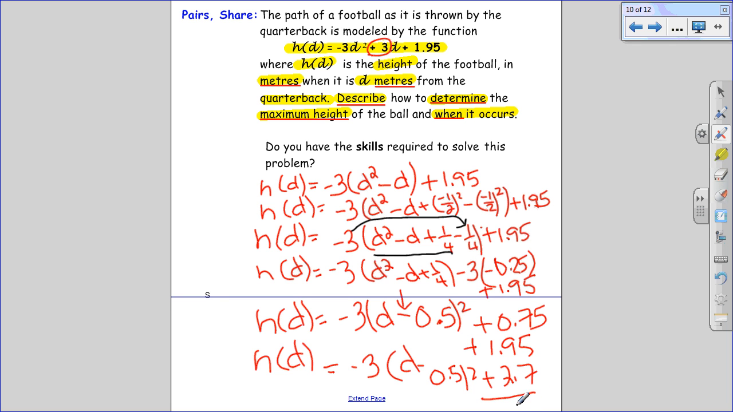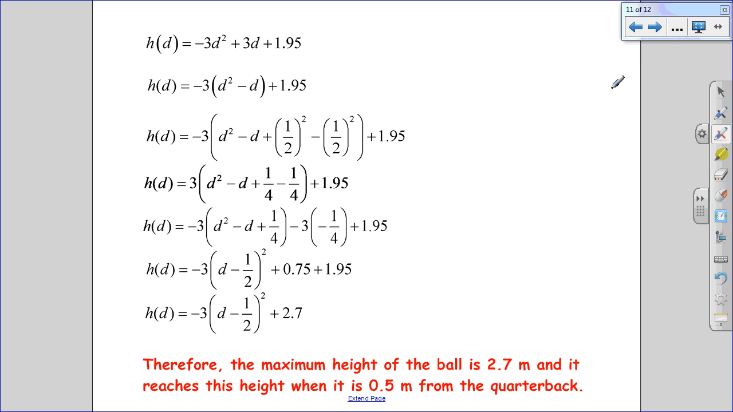So the maximum height of the football is 2.7 meters, when it reaches a distance of 0.5 meters from the quarterback.